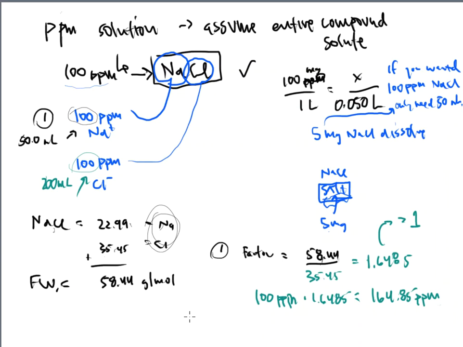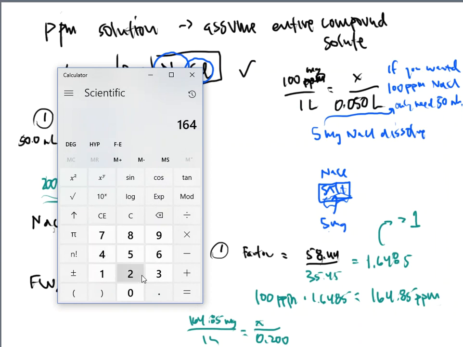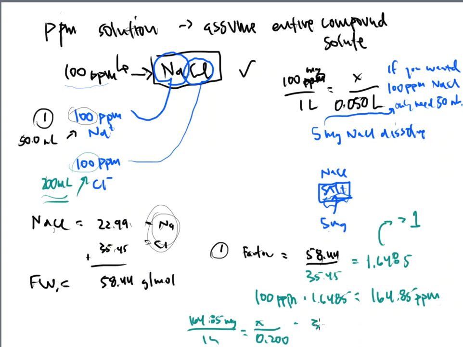Well, ratio and proportion now. 164.85 milligrams for every liter. How many milligrams would I need if I need to make 200 mils? So 200 mils is 0.2. So 164.85, and then I'm going to multiply by 0.2, and that's 32.97. So 32.97 milligrams of the salt that I need to weigh out, put into a 200 ml volumetric flask, and dissolve it. When I do that, this will give me a 100 part per million solution of chlorine.